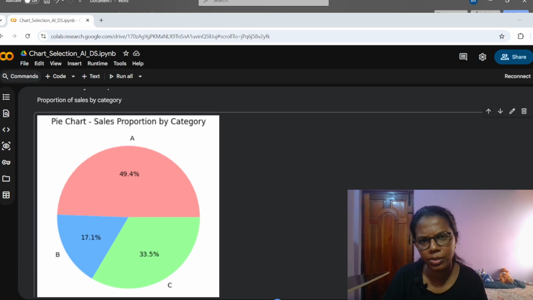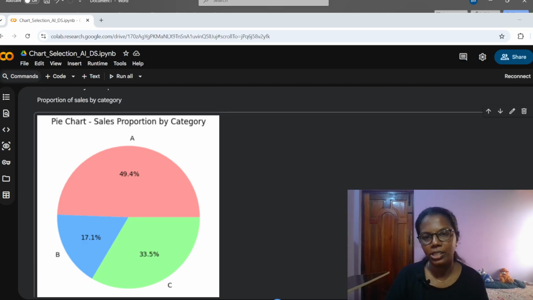When do I need this chart specifically? If you want to see the market share by product in percentage, if I want to see sales contribution by category in percentage, if I want to see user distribution by platform in percentage, then obviously you should use a pie chart.